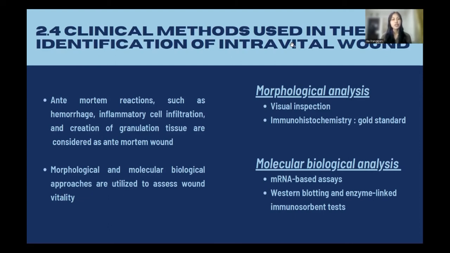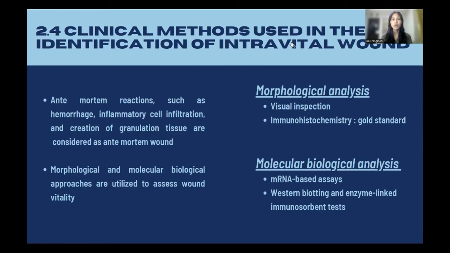Antemortem reactions such as hemorrhage, inflammatory cell infiltration, and also creation of granulation tissue are considered as antemortem wound. Morphological and molecular biological approaches are utilized to assess wound virality. The combination of those parameters may reduce the mistakes of wound age estimation. The first one is morphological analysis. Visual inspection can be used to assess the age of the bruise based on their coloration.